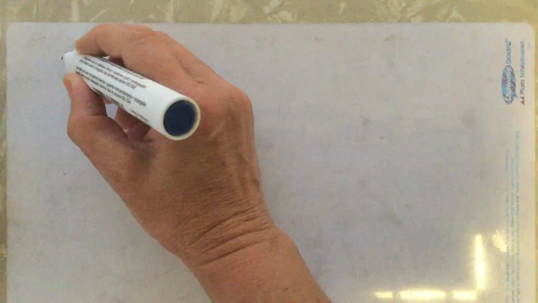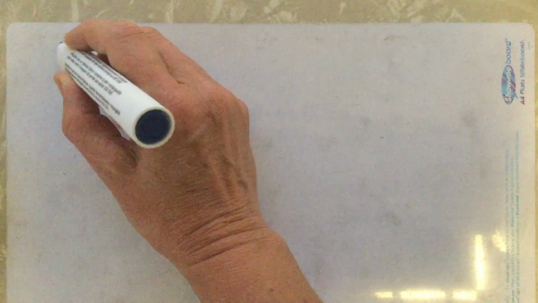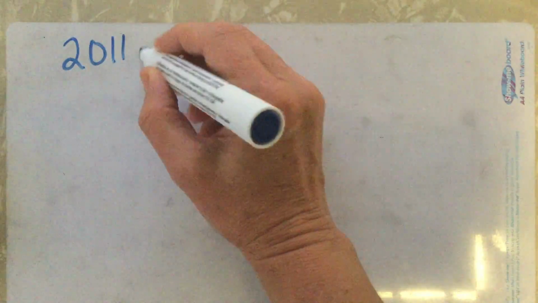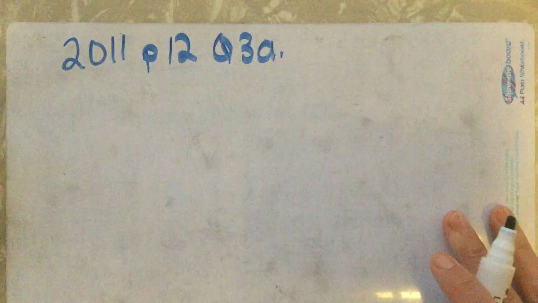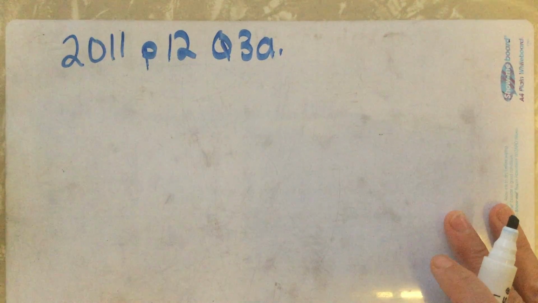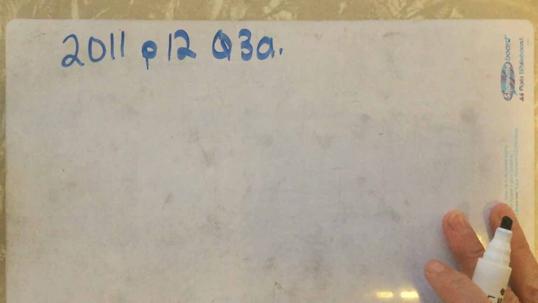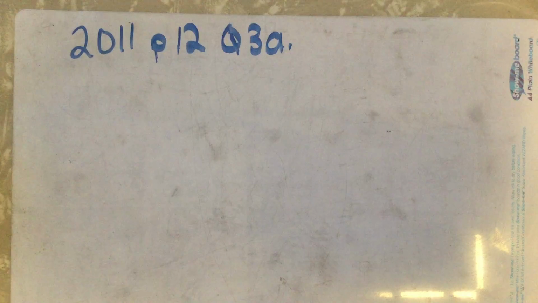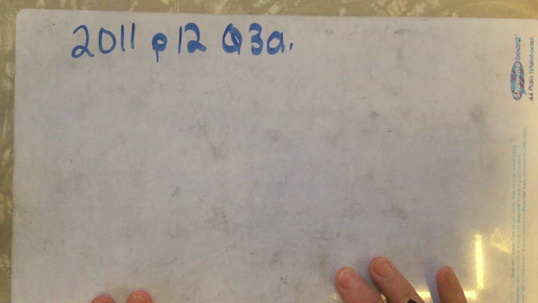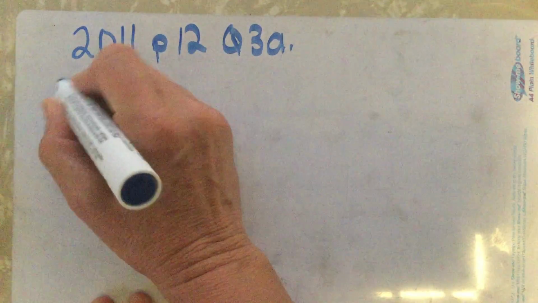Alrighty, so this is the solution to the 2011 scholarship question on page 12. It is question 3A. So this is a titration calculation question, and we are starting with a mixture of oxalic acid and sodium oxalate and carrying out two titrations to figure out how much of the mixture is oxalic acid, how much is sodium oxalate, and how much is impurity. So we have been given two tests. So we're going to start off with test 1.